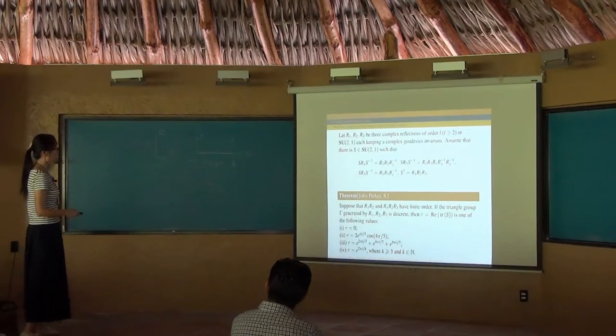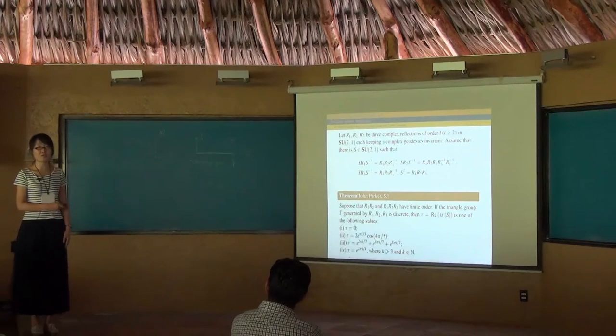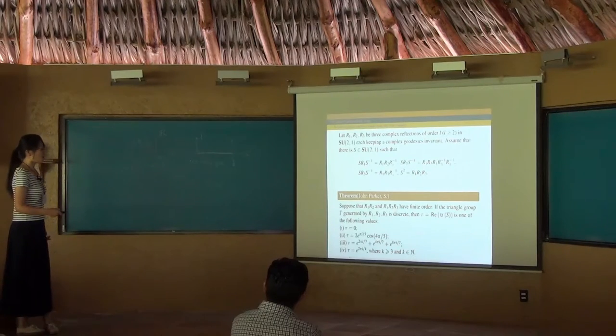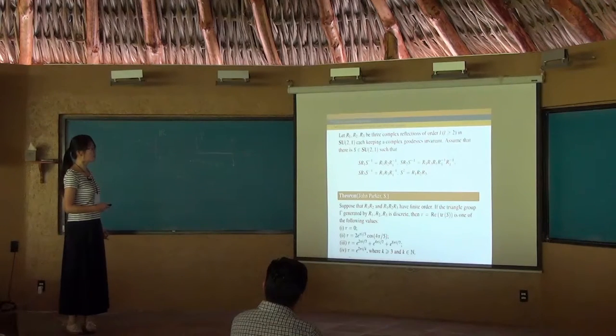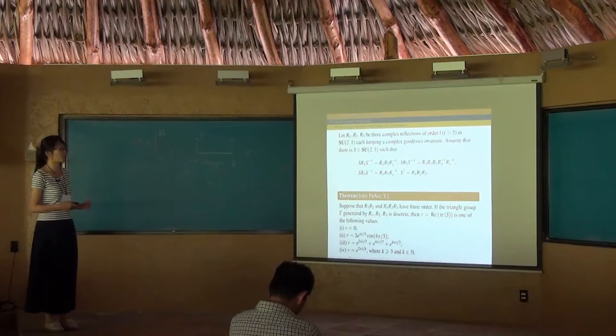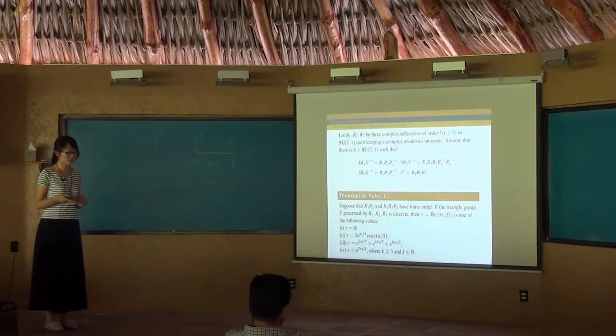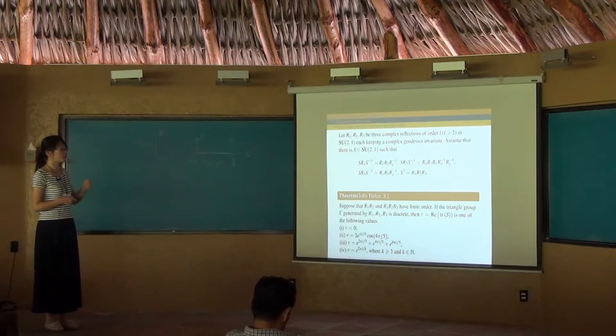And now we give the first theorem about the complex hyperbolic triangle group with two-fold symmetry, and it's joint work with John. We consider three complex reflections, R1, R2, R3, but now we consider the higher dimensional complex reflection. If the three complex reflections satisfy these four relations, we get this theorem.